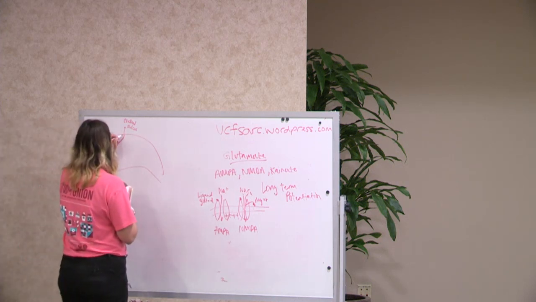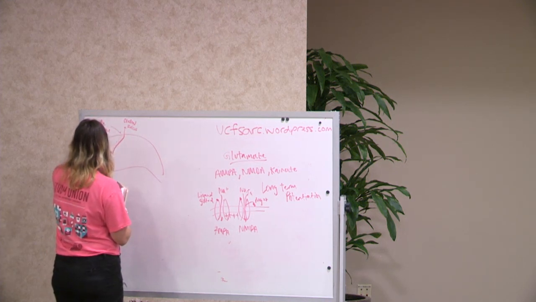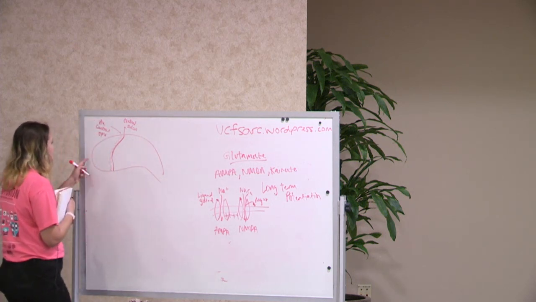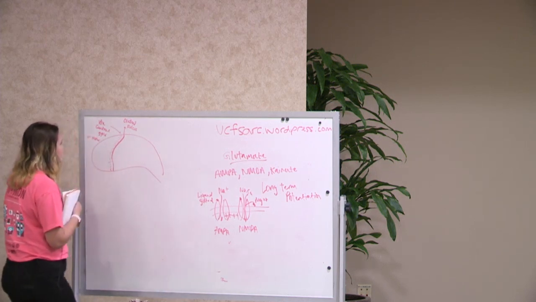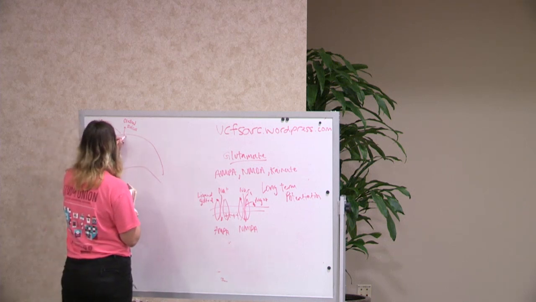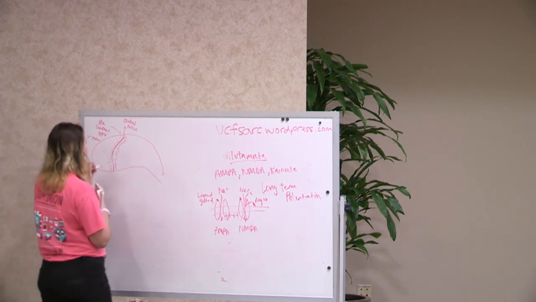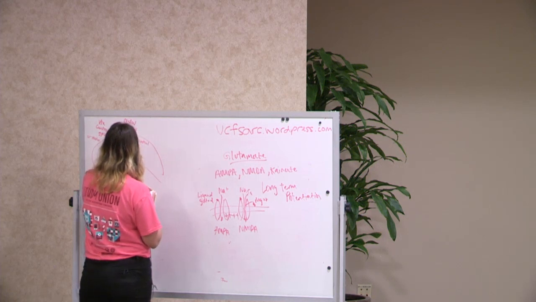And then the area before the central sulcus is called the precentral gyrus. And the function of that, since we're in the frontal lobe, is motor. And then behind it, right immediately behind the central sulcus, is the postcentral gyrus, whose function is sensory.